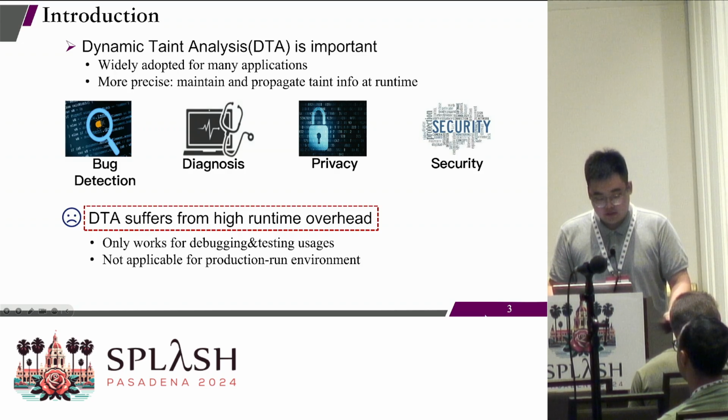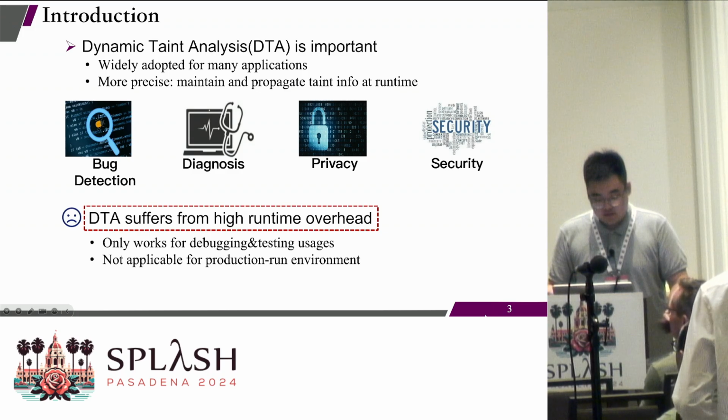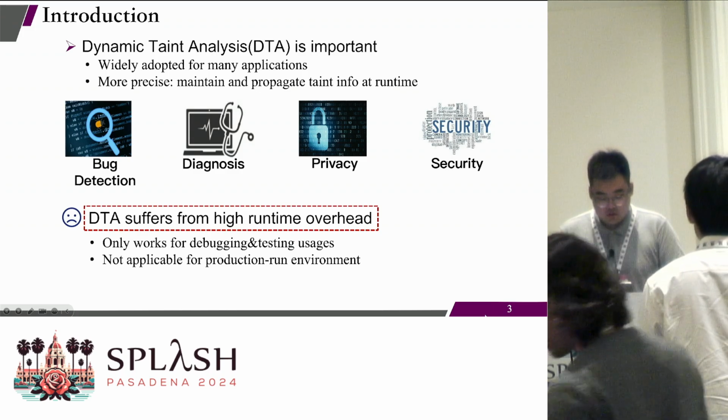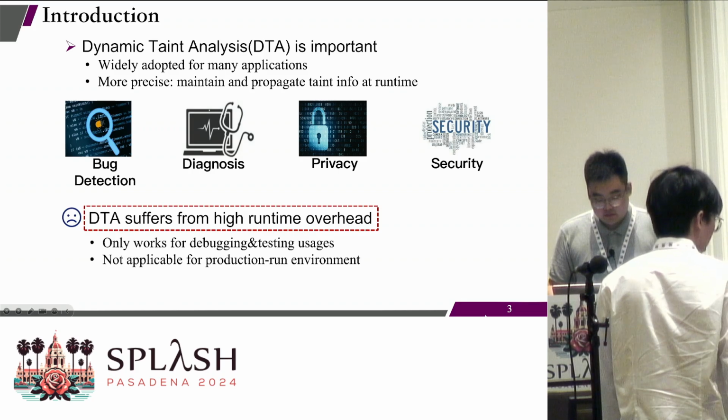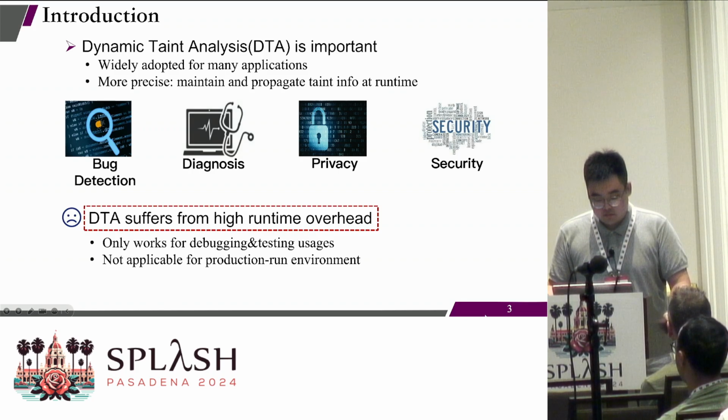Compared to static taint analysis, dynamic taint analysis offers higher precision. It dynamically maintains taint information within the program during runtime. However, dynamic taint analysis suffers from high runtime overhead, so it only works for debugging and testing environments and cannot be used for production run usages.